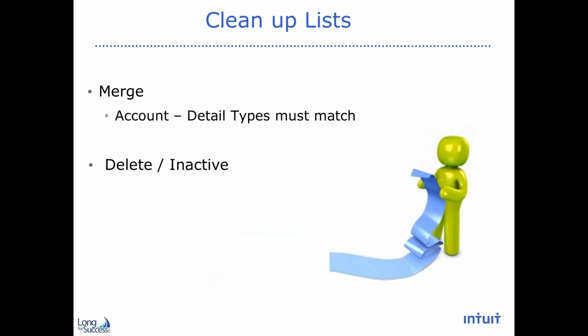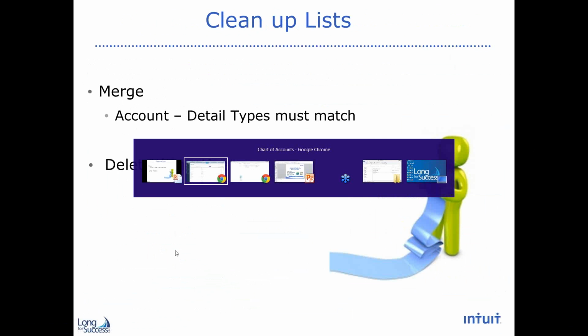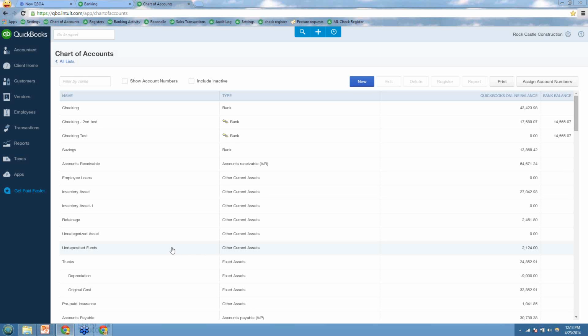Okay, now one of the other things that you're going to notice is your clients will make mistakes on their lists. They will set up the phone account, then they'll set up the telephone account, or they'll have John Smith and John L. Smith or something. So they'll have duplicates out there. They'll have really long lists, and they'll have duplicate things that you need to go in and clean up. So you can merge accounts with QuickBooks Online just like you can with the desktop version. You also can delete things or make them inactive. So let's go in and take a look in QBO at cleaning up a few of our lists.